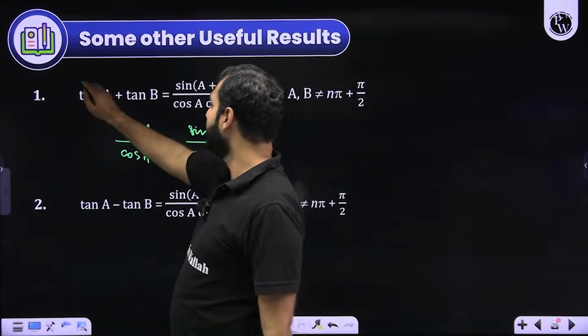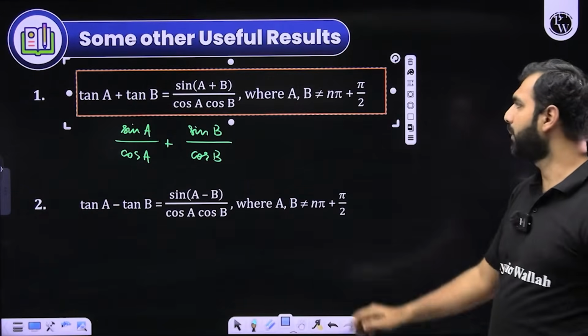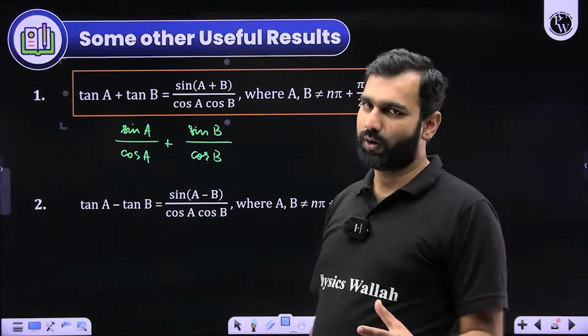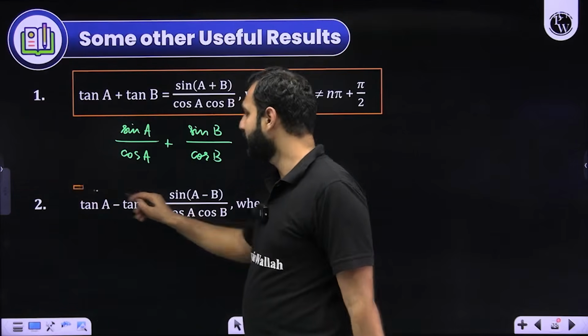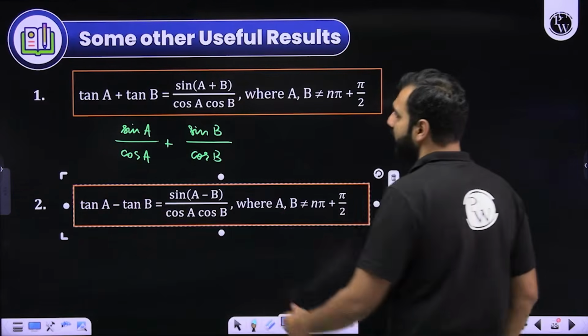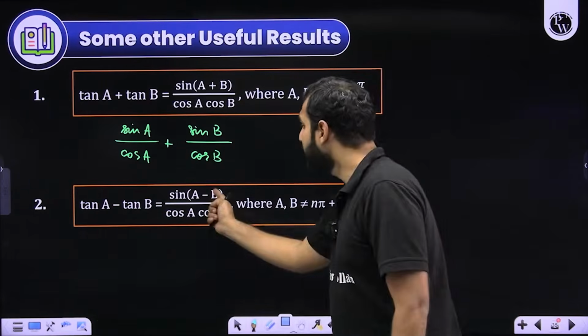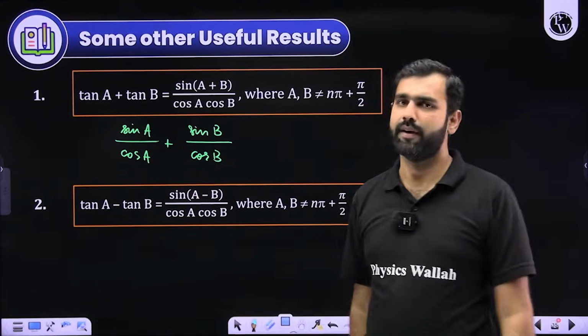The only thing you need to take care of is that A and B should not be any multiple of pi by 2. Why? Because at any multiple of pi by 2, tan is not defined. Do you remember that? In the same fashion, if I give you tan A minus tan B, all you'll say is, sir, here put a minus sign. So sin A cos B minus cos A sin B, that is sin (A minus B) in the numerator. And the denominator will be again cos A cos B. Did you get that part?